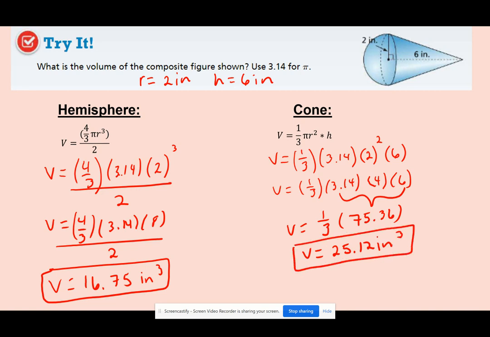Okay, so now that I have my 2 separate shapes, now I need to figure out the volume of them together. So I'm going to take these 2 pieces and I'm going to add them together. So this one and this one. 16.75 plus 25.12 gives me a total volume for this composite shape of 41.87 inches cubed.